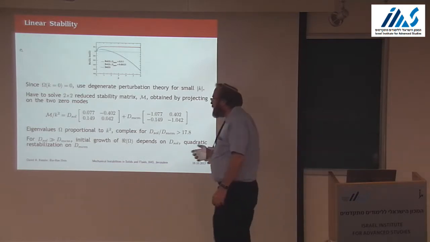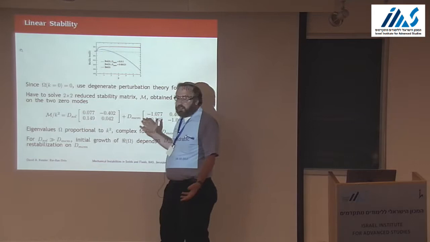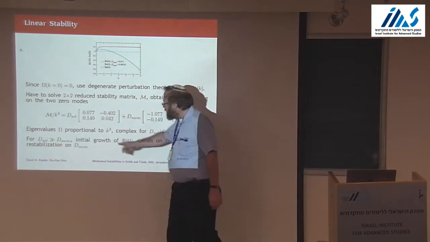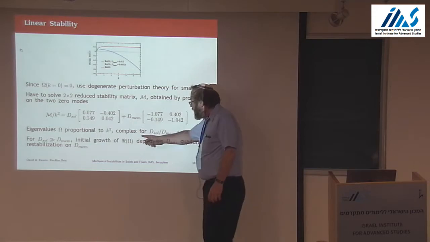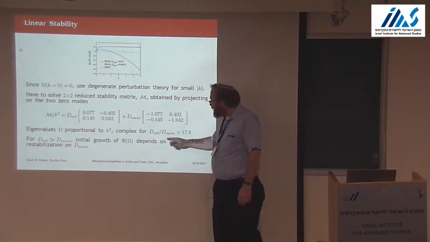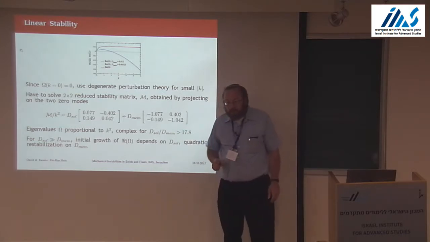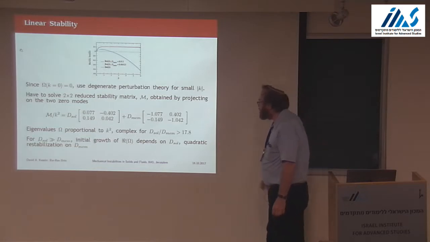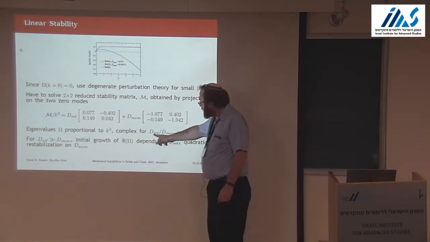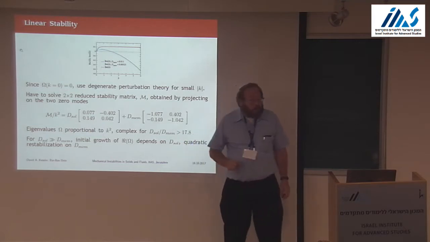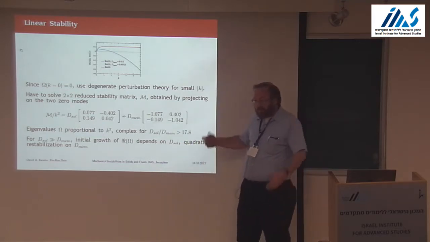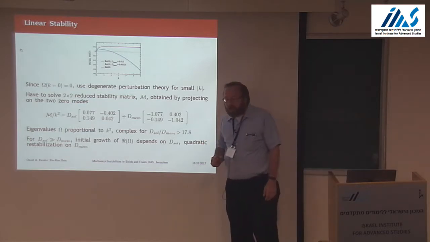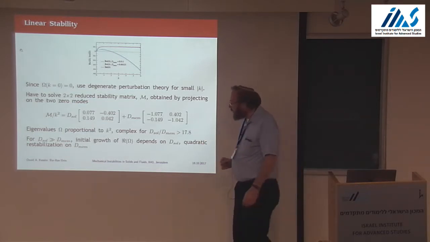All right? And now you can calculate the eigenvalues of this 2 by 2 matrix. The eigenvalues are clearly proportional to k squared, and you can actually figure out when they're complex. They're complex if D cytosol over D membrane is bigger than 17.8 for the particular values of the parameters of the reaction rates and stuff like that. So as long as the cytosol diffusion is much greater than the membrane diffusion, which it in fact is, then you get complex modes. All right.